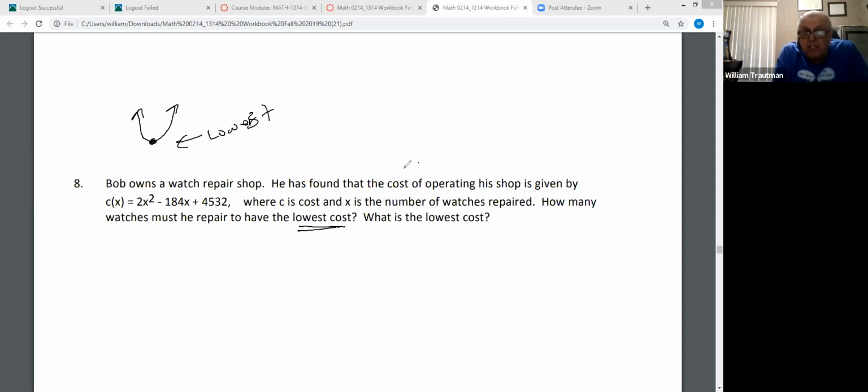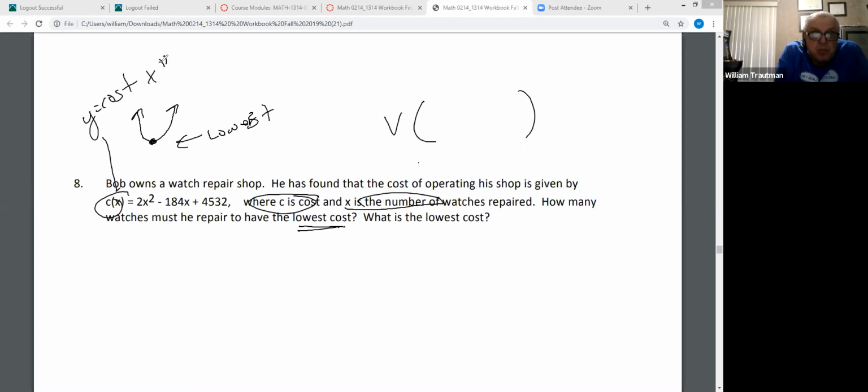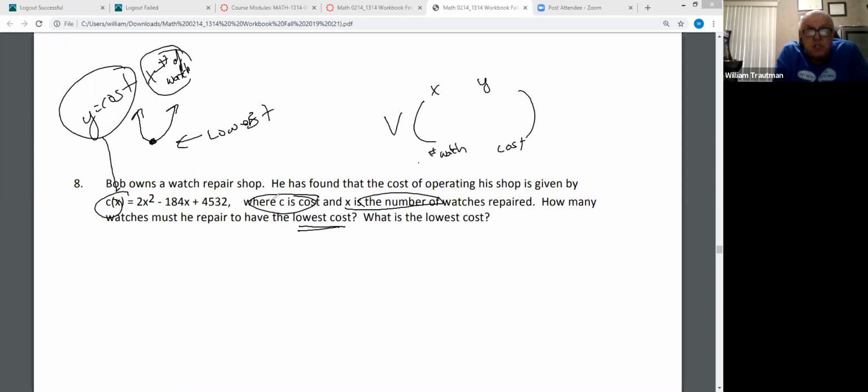So the vertex is the lowest point because there's no negative in front of the X squared. As soon as I see this, I'm just going to find the vertex. It says C is the cost, so Y is the cost, and X is the number of watches. It's good to know this. So to find the vertex, A equals 2, B equals -184, and C equals 4532.